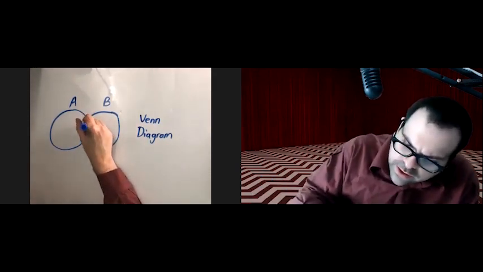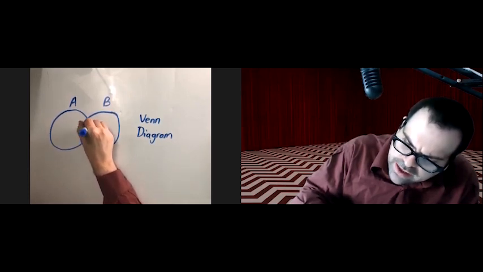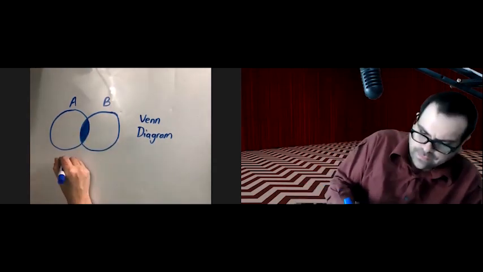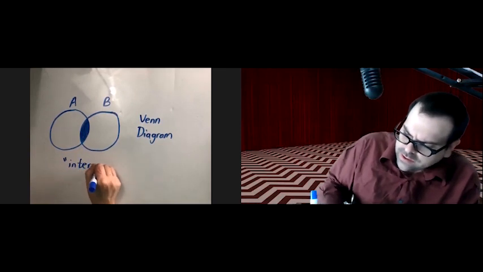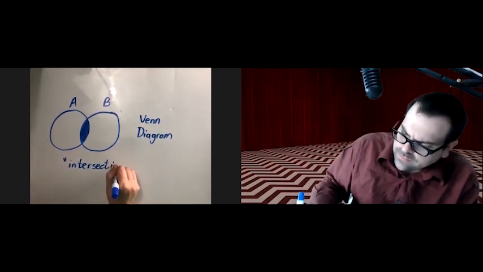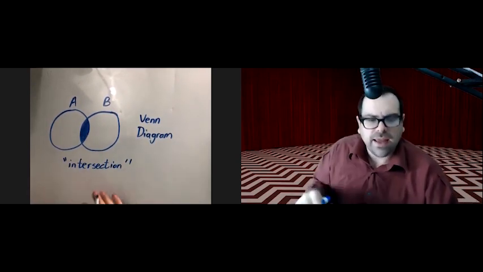And this part here, where A and B overlap, this is called the intersection of A and B.